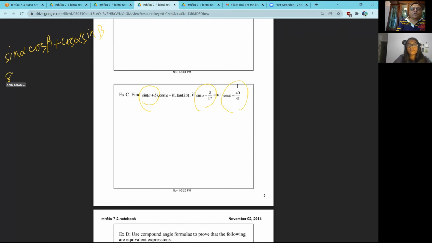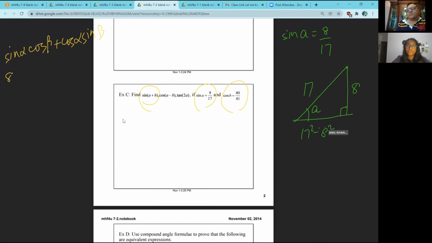So you write 8/17 for sine alpha and 40/41 for cos beta. When you are given sine alpha, can you find what cos alpha is? Sine A is given to you as 8/17, right? So you just make a triangle here. 8/17 basically means this triangle has 17 here and 8 here. So this angle here is A, right? Do you understand? Oh, yeah. So this side is the square root of 17 squared minus 8 squared. Is that okay? Yeah. You can use a calculator to find this value. So this is the Pythagorean theorem? Yes.